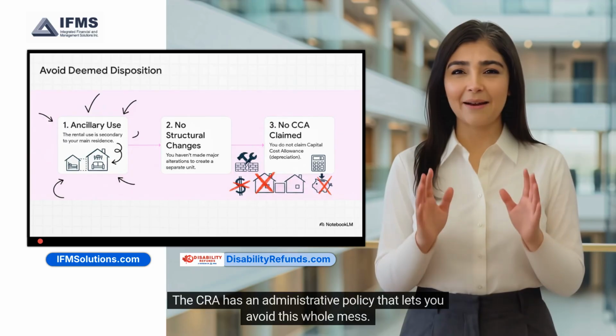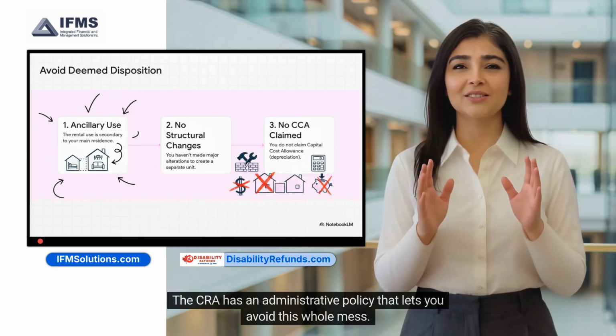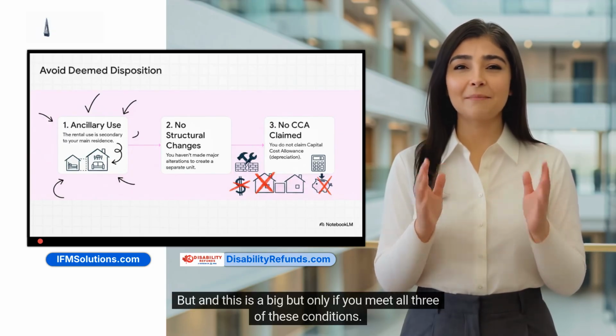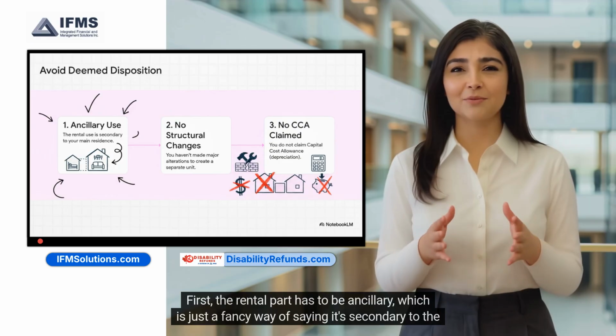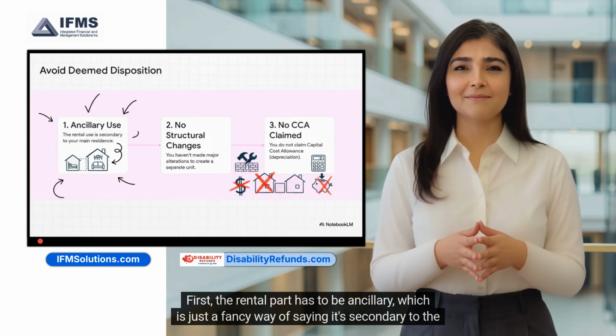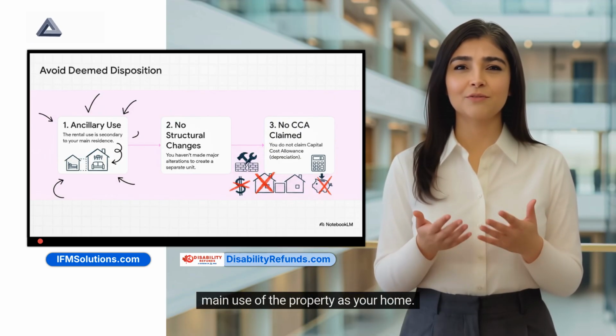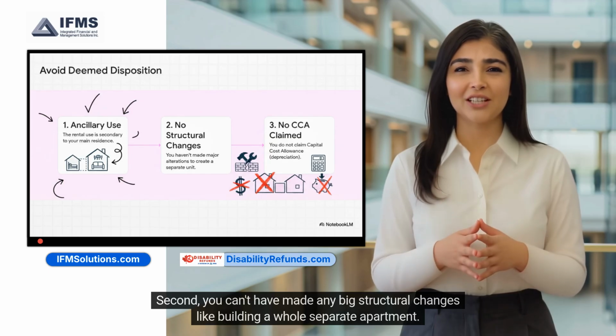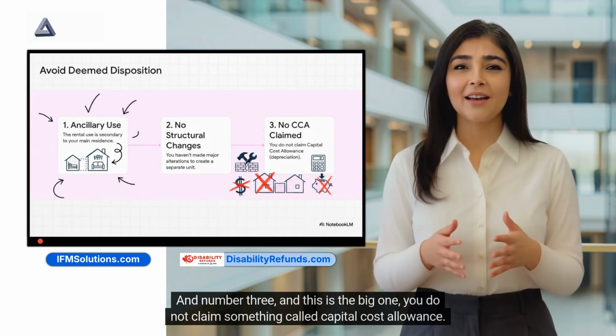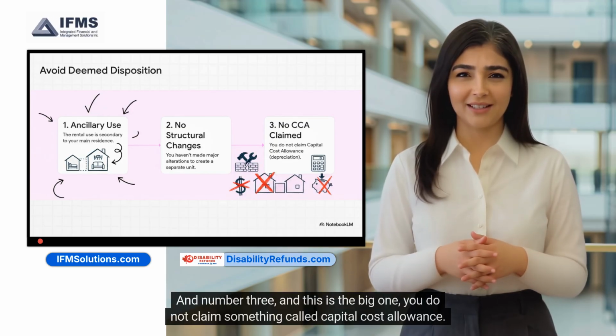The CRA has an administrative policy that lets you avoid this whole mess. And this is a big but: only if you meet all three of these conditions. First, the rental part has to be ancillary, which is just a fancy way of saying it's secondary to the main use of the property as your home. Second, you can't have made any big structural changes like building a whole separate apartment. And number three, and this is the big one, you do not claim something called capital cost allowance.